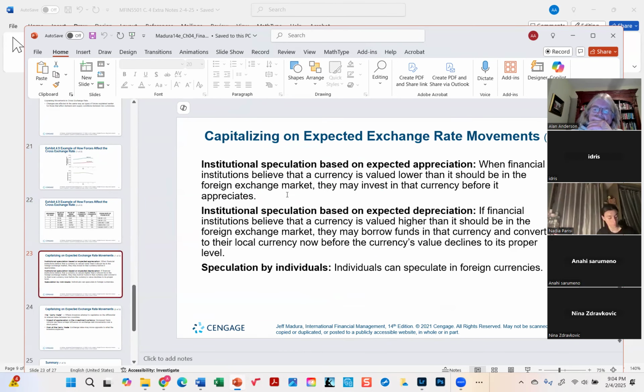So now here they're getting into more detail about how do companies take advantage of changes in exchange rates? That's kind of an interesting idea. Institutional speculation based on expected currency appreciation. In a way, this is no different than buying stocks. When do you buy a stock? Ideally, you want to buy a stock when you expect the price to go up. Same thing happens with currencies. If you expect the dollar to get stronger, for example, then you would want to buy it or sell another currency against it. So how would that work?